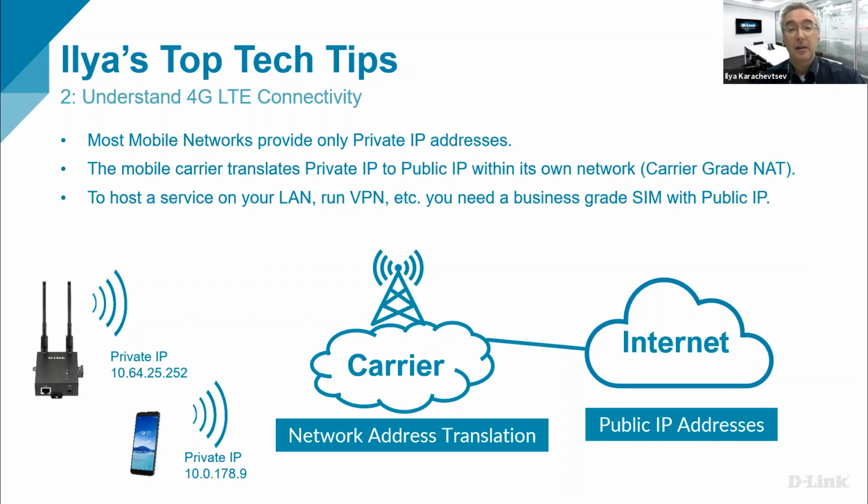In that case, if you just need internet access for outgoing traffic, it doesn't matter. You can use any SIM card, it's fine. But if you're expecting connectivity from the internet into your network, for VPN connectivity or into your cameras, into your surveillance system, in that case you would need to get a SIM which allows you to get a public IP address from your carrier. Great, thanks, Ilya.